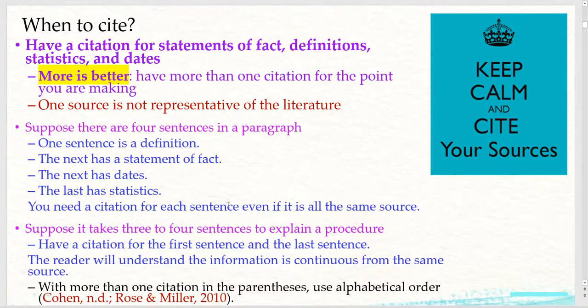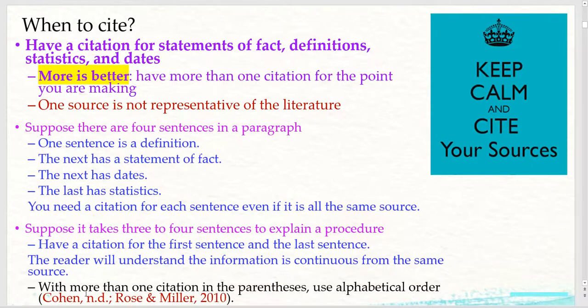Suppose there are 4 sentences in a paragraph, and the first one is a definition, and the second one is a statement of fact, and the next one has dates in it, and the last one has statistics. You're going to need a citation for each of those sentences, even if it's all the same source. Now another example is, suppose you have 3 or 4 sentences to explain a procedure. You can have a citation for the first sentence and a citation for the last sentence, and the reader will understand that the information is continuous from the same source.